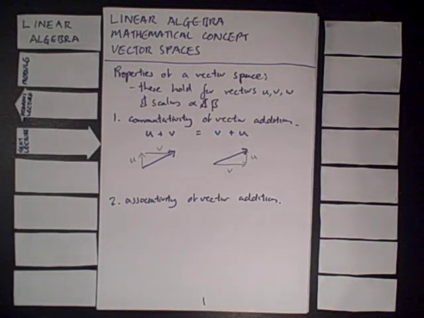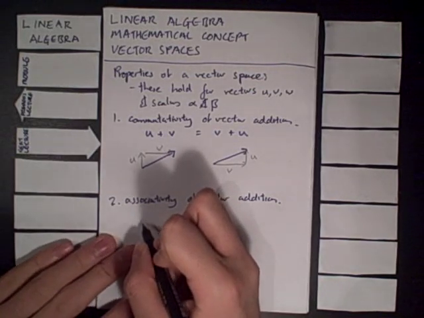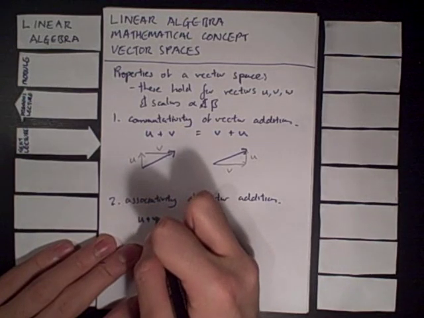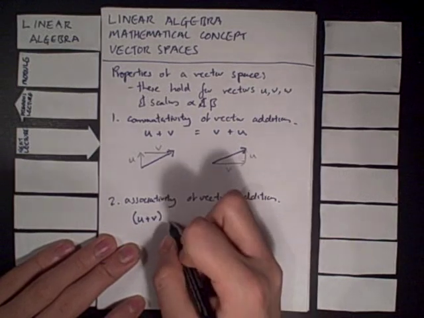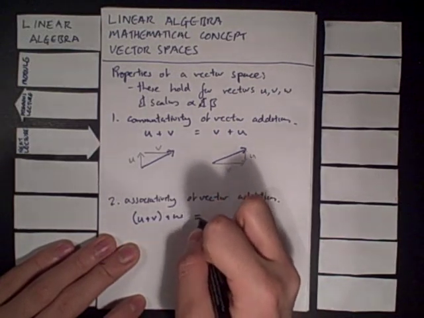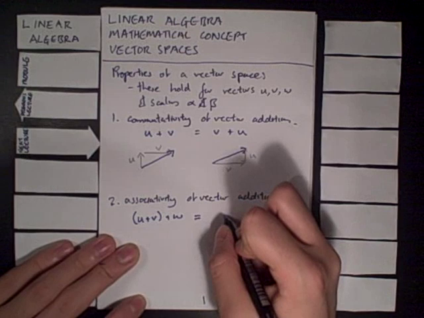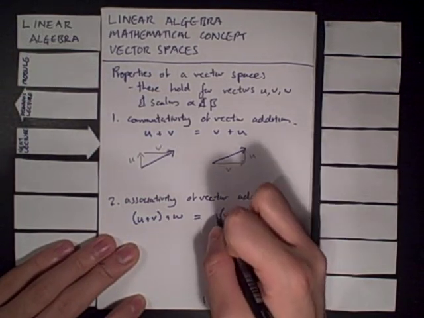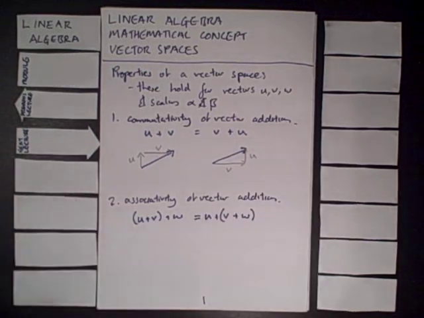The second property is the associativity of vector addition. This is a similar idea as commutativity, although distinct. What associativity says is that if we have two vectors, u plus v, and then we add a third vector, plus w, that's exactly the same as taking v plus w and adding u. There is no difference.